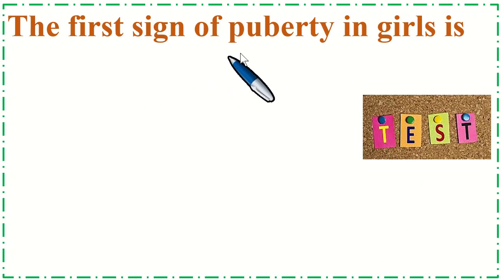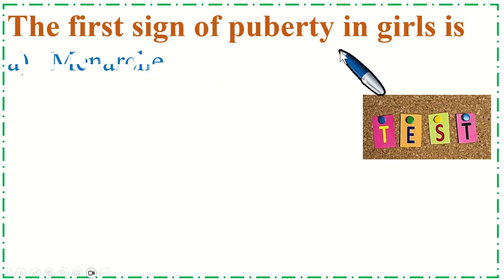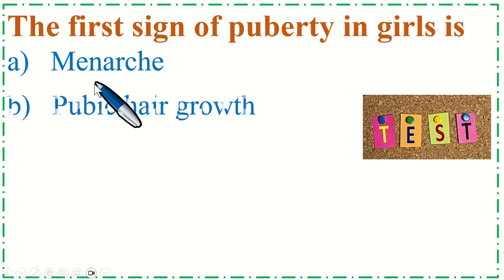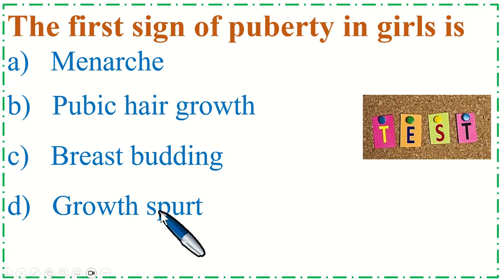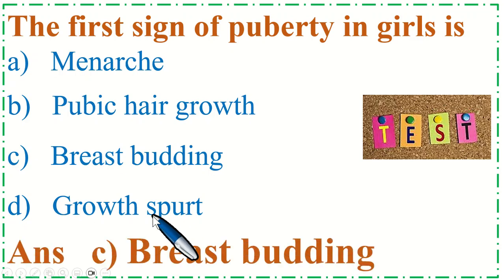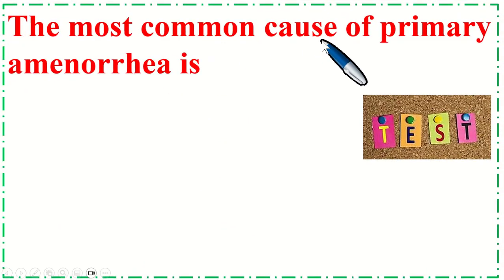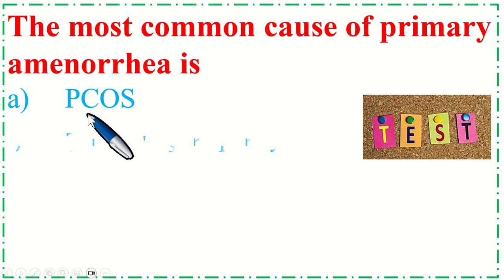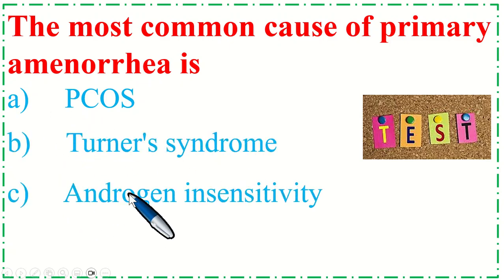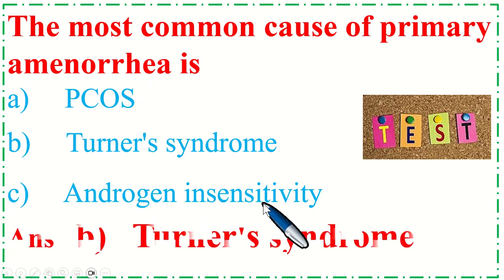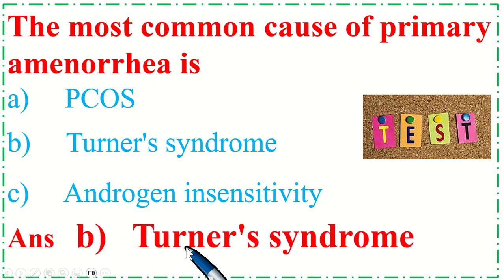The first sign of puberty in girls is option A menarche, B pubic hair growth, C breast budding, D growth spurt. So the correct option is C breast budding. The most common cause of primary amenorrhea is option A PCOS, B Turner syndrome, C androgen insensitivity. Correct option is B Turner syndrome.